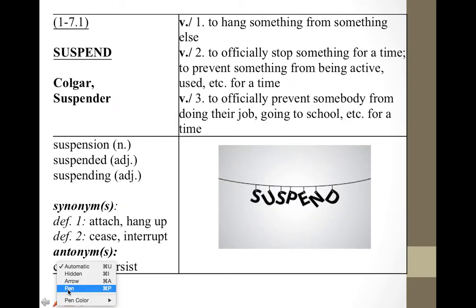Suspend. Let's go over the syllables. And you got suspend. So we got two syllables. Suspend. Suspend. Once more, suspend. En español es colgar o suspender.